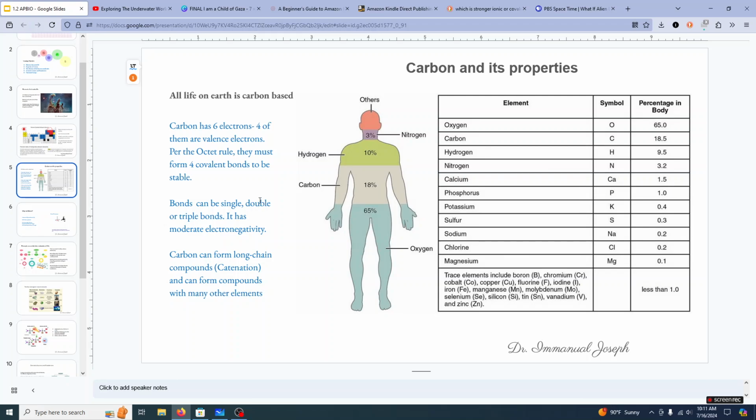Compare that to oxygen, for example. Oxygen has an electronegativity of 3.8. So that low or moderate electronegativity makes it a suitable element in terms of the bond formations that can happen with carbon. So as we saw, carbon can form long chain compounds with itself, and that's called catenation, or it can form compounds with many other elements. It's very versatile.